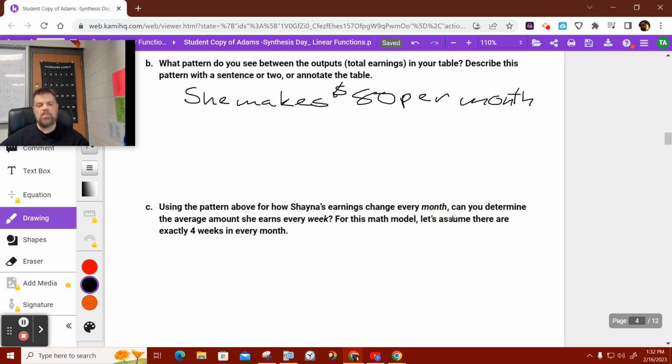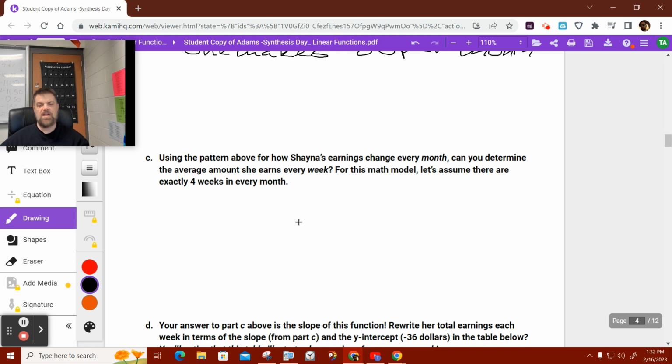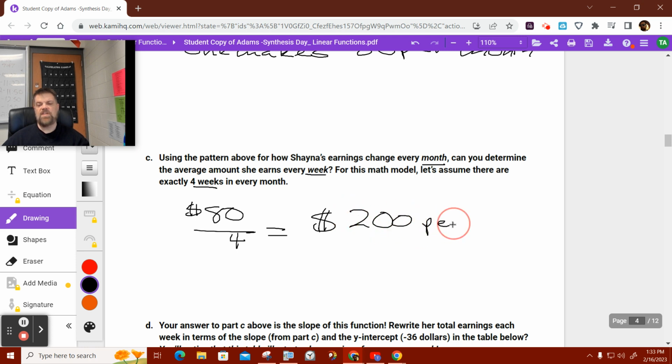It says, using the pattern above, Shayna's earnings change every month. Can you determine the average amount she earns every week? For this math model, let's assume there's exactly 4. So you got to read this carefully. How much is she making per month? Well, if she's making 80 per month, right? Let's assume there are 4 weeks in a month. They want to know what she's making per week. How do I figure that out? Yeah, divided by 4, right? So she's making $20 per week. How many of you guys got that answer?